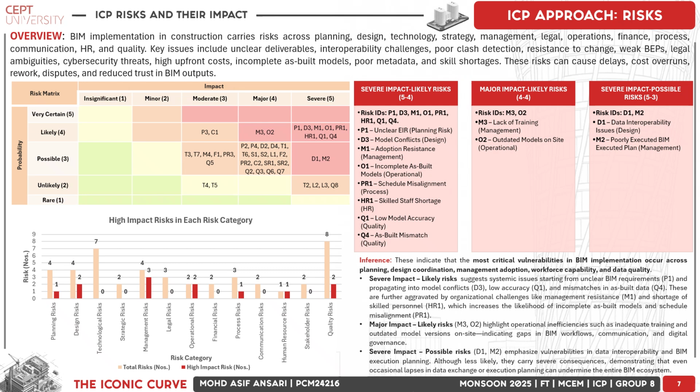Major impact likely risks such as lack of training M3 and outdated site models O2 highlighted operational inefficiencies. Severe impact possible risks like data interoperability issues D1 and poorly executed BIM plans M2 showed that even infrequent errors can critically affect BIM reliability.